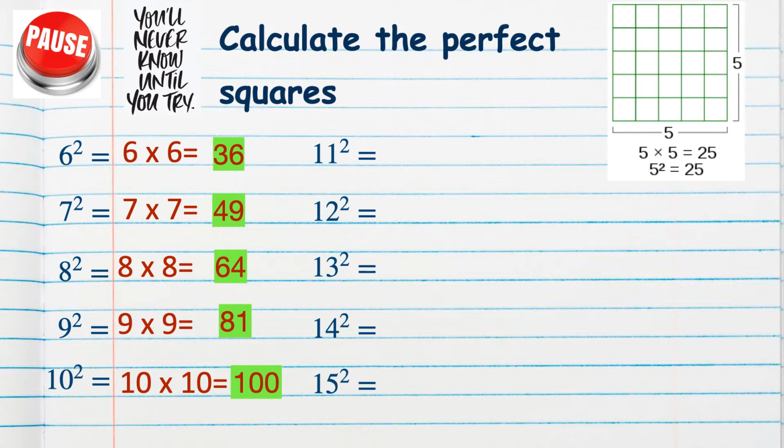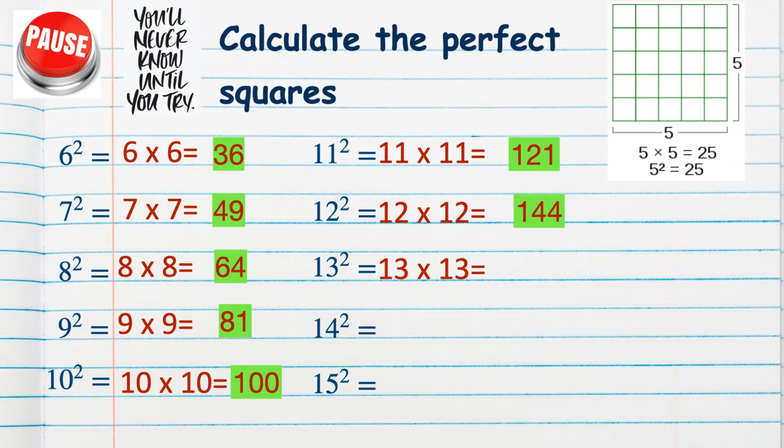FYI, we will be using the base of 10 to the power of a number later on in scientific notation. All right, let's keep going. 11 square. Did you write 11 times 11, which is equal to 121? If you did, good job. 12 square is the same as 12 times 12, which equals 144. You're doing it. 13 square is the same as 13 times 13, which equals 169.